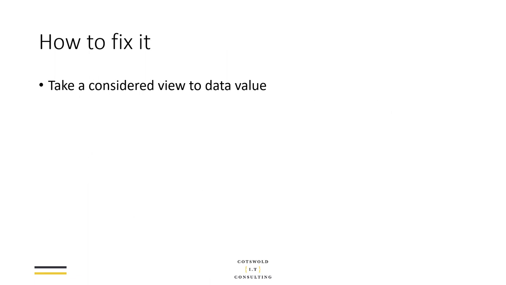badly. So in terms of how to fix it, we've got a number of things. You can take a considered view to data value. So protect the highest value data first. And in order to do that, you obviously need to know where your data is. Again, in a large organization, that's not as easy as it might sound, because you might have hundreds of systems, all from different eras, from different companies that have been bought out and integrated and everything else. Some of those might not even be changeable or modifiable because they were taken and frozen because they're so old.